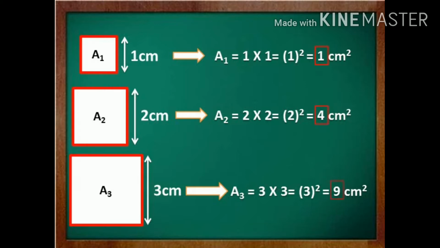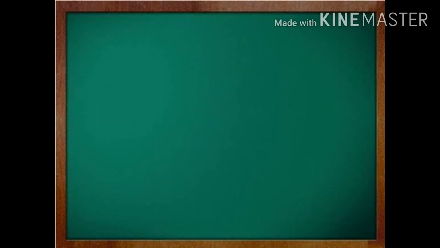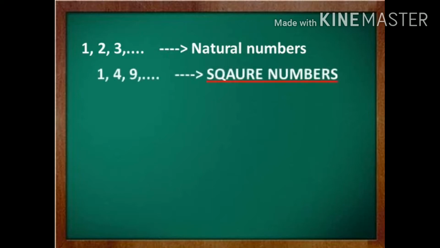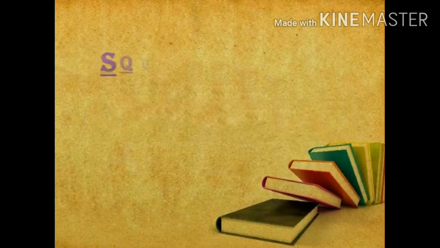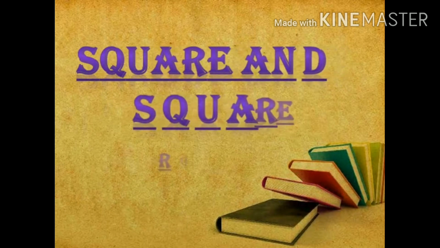Now, note down these numbers which we have got and are highlighted in red squares. We already know that numbers 1, 2, 3, 4 and so on are natural numbers. Numbers 1, 4, 9 and so on are called square numbers. A square number is a number obtained by multiplying its factor with itself 2 times. Let's explore these numbers in our topic, square and square roots.